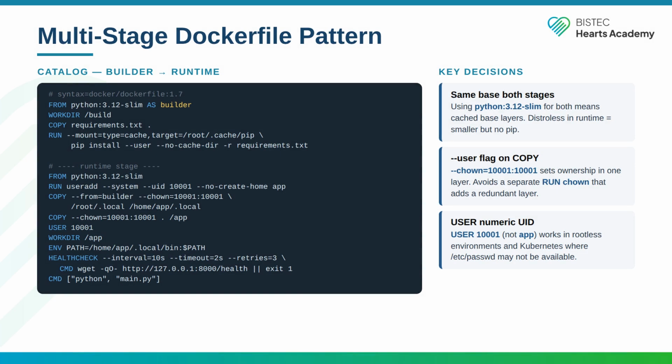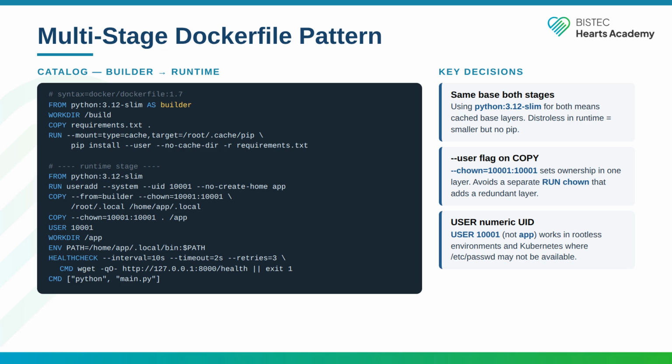The multi-stage pattern is the single biggest impact change you can make to your Dockerfiles today. Use one stage to build your application and a completely separate, smaller stage to run it. In the catalog Dockerfile, the builder stage starts from Python 3.12 Slim and installs all Python dependencies into /root/local. That stage does nothing else. The runtime stage then starts from a fresh Python 3.12 Slim and copies only the installed packages from the builder, not the build tools, not the cache, nothing else.